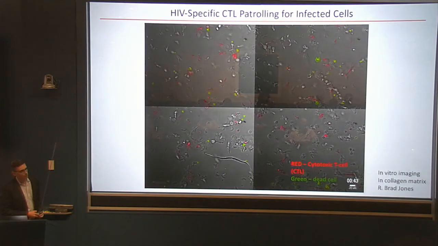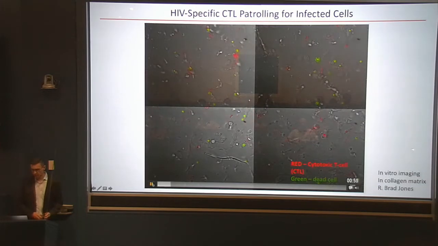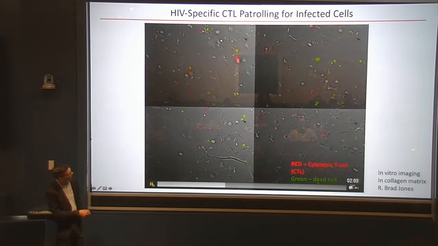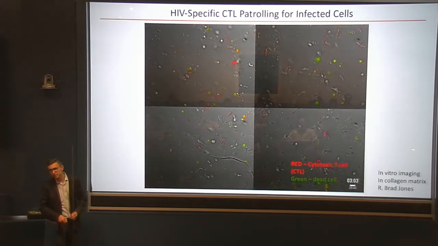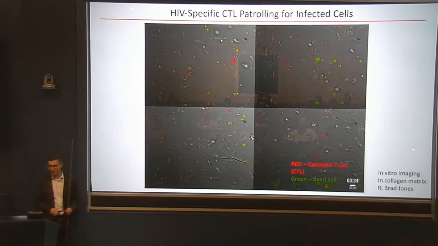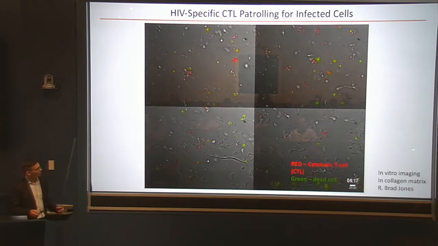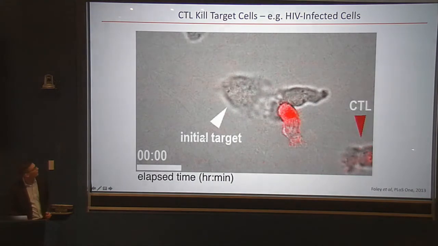So let's zoom out just a little bit from this, and I'll show you some movies I took. These are CD8 T cells in red, moving around under a microscope in a collagen matrix. And what they're doing is they're scouring around looking for, in this case, infected cells, because their job is to find and kill these infected cells. So this is happening in people's bodies all the time for various antigens. It's always fun to see into this little hidden world.